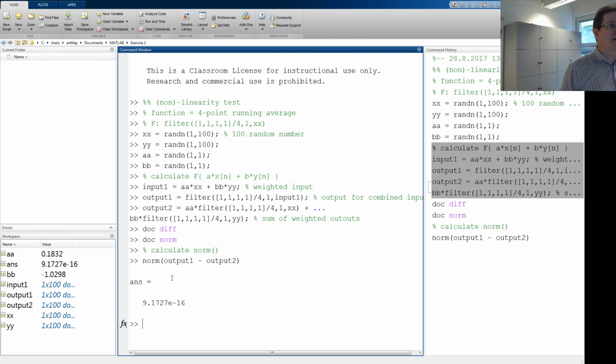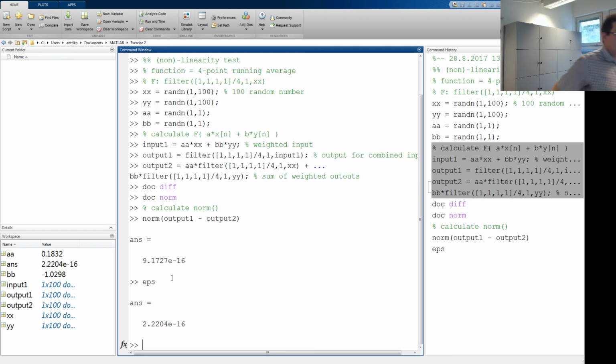Hopefully this is 0. Ah, yes it is. It is 0. This is floating point precision numbers, what we are dealing with. And that's very close to the machine epsilon, which is the smallest difference between the numbers. The machine epsilon is EPS, and basically we have 4 times the epsilon as our difference. So it's within the calculation limits. It's the same. Those are the same. So this is a linear system, but I knew it already. So the running average filter is a linear system.